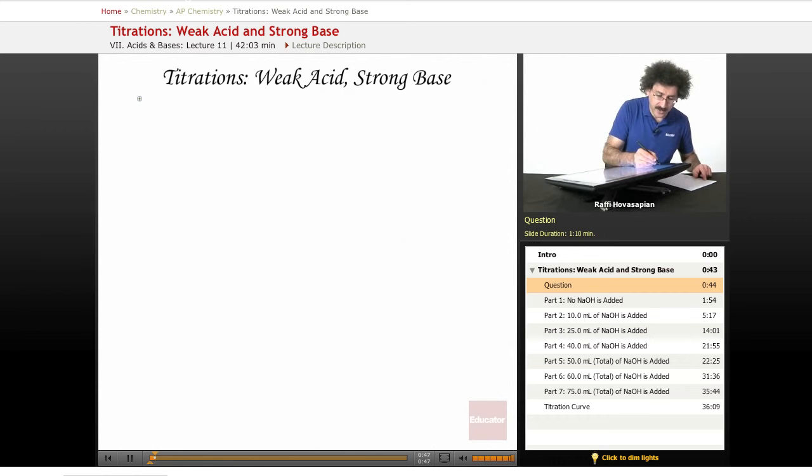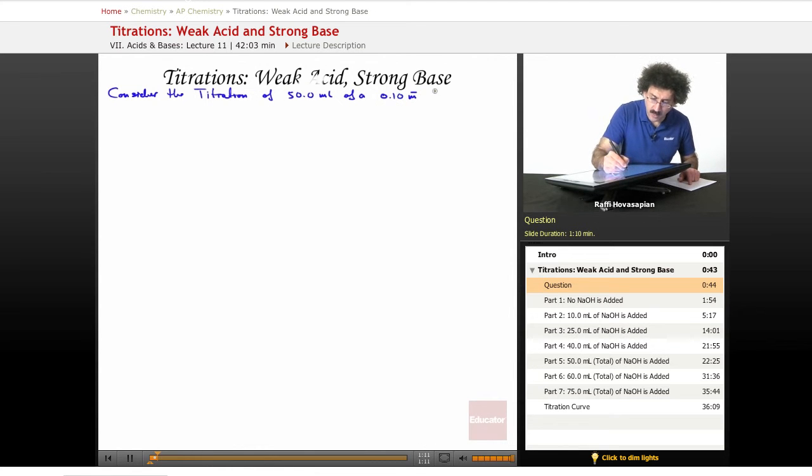So we want to consider, let us consider the titration of, let's make the 50 a little bit more clear than this, of 50.0 milliliters of a 0.10 molar acetic acid solution, which if you remember we abbreviated as HAC, because I don't like writing out all the C's, O's, and H's. It hurts my eyes. It's too many atoms floating around.